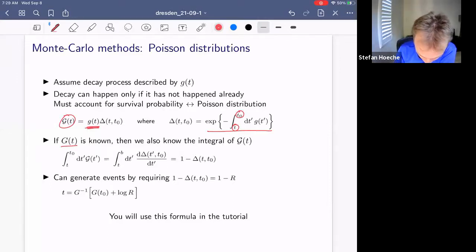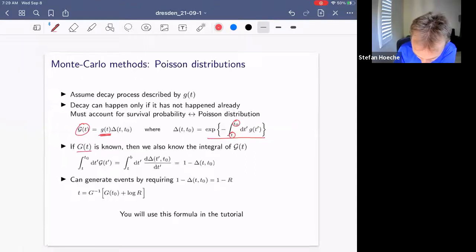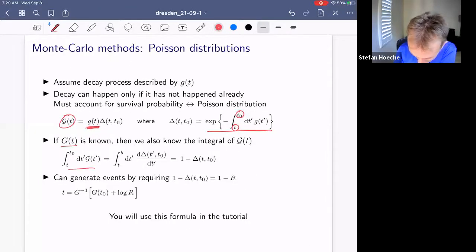Okay, and that's because I can write the integral over the calligraphic g as the derivative of the pseudocofactor with respect to t prime, and then integrate over t prime. I'm sorry, this should be a t0 here. I will correct that. And this is just 1 minus the actual pseudocofactor. So you can solve this equation for t. A good question, maybe also discussed during the recitation, is why would I solve that equation for t?